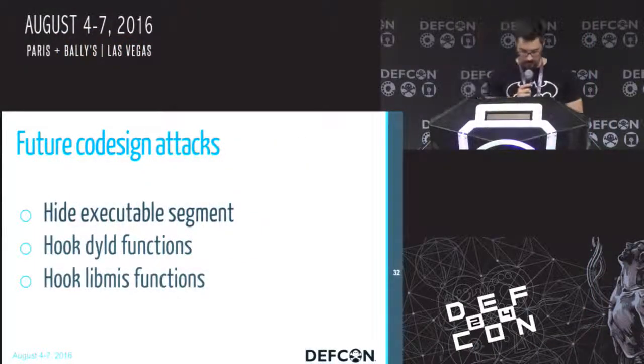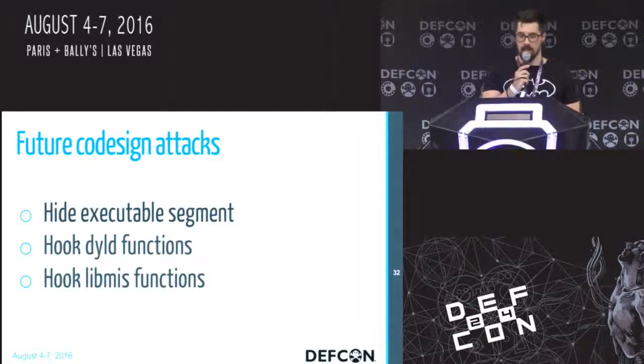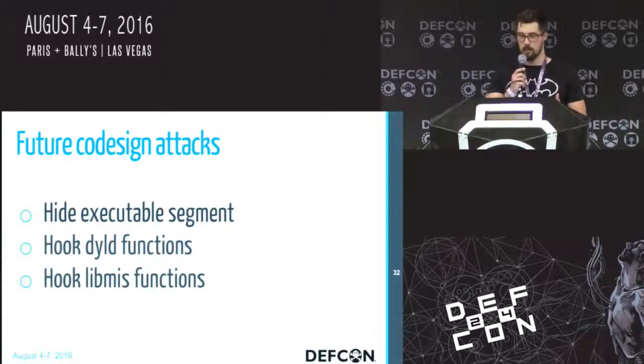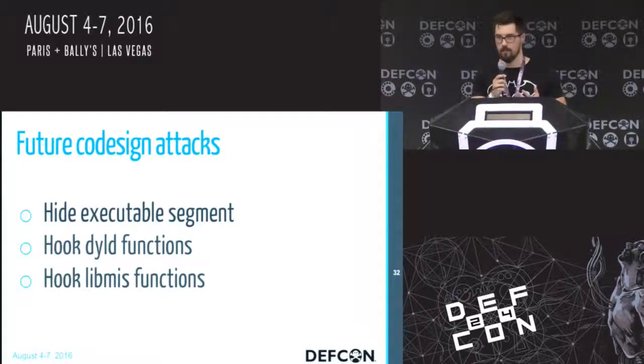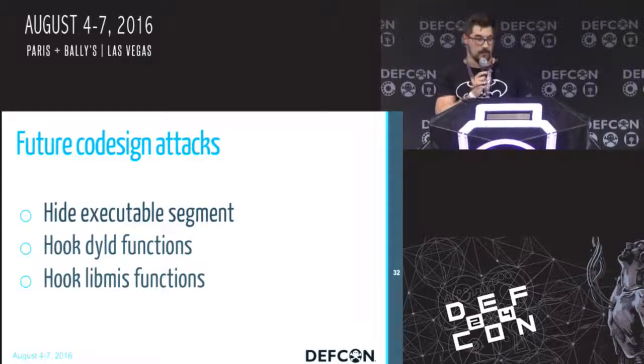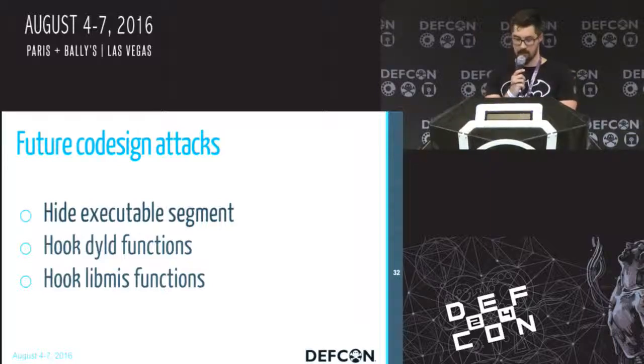First of all, hiding the executable segment. The idea is based on overlapping an executable segment with a non-executable one, so we basically hide from the kernel that this stuff is executable. This attack was heavily used by TaiG and Pangu jailbreaks, but it looks like starting from iOS 9, Apple really hardened it in dyld, so I haven't seen any such attacks anymore.